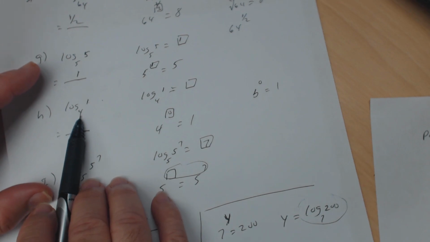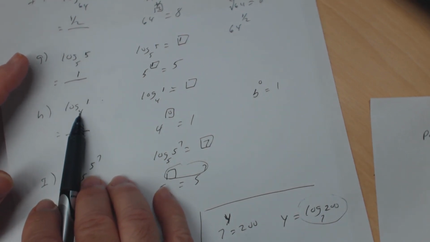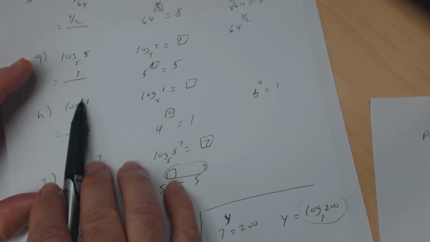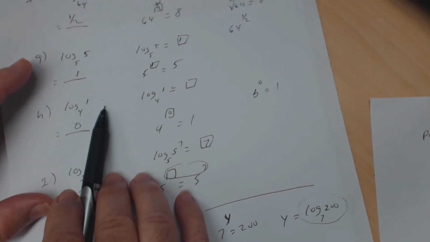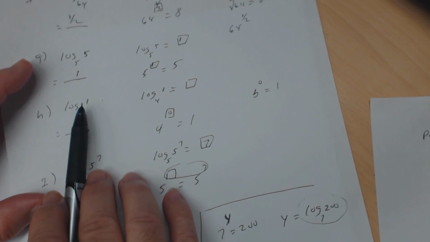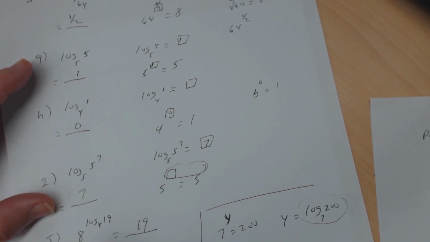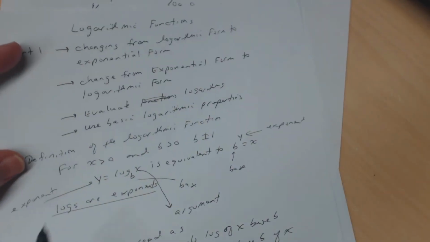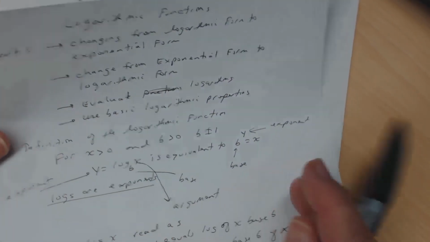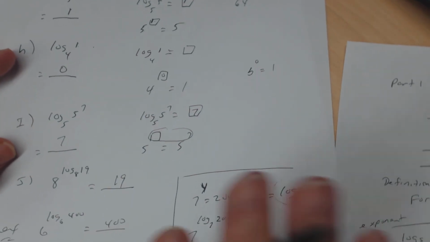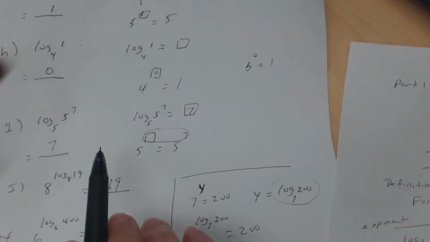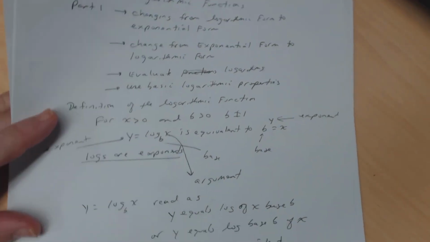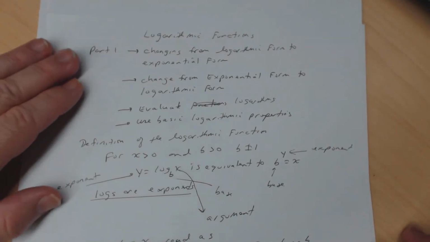So regardless of what the base is, the base could be anything. This could have been a 400. 400 raised to what power is 1? As long as the argument is always 1, the answer is going to be the exponent. 4 to what exponent is 1? That's always going to be a 0. Okay? So those are the two properties we were referring to when we said use basic log properties. Now there are some other properties, but for this lesson, those were the only two we're going to look at at this point. Okay, so that's going to take care of part 1.